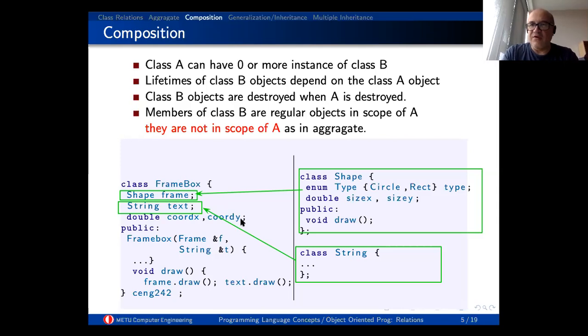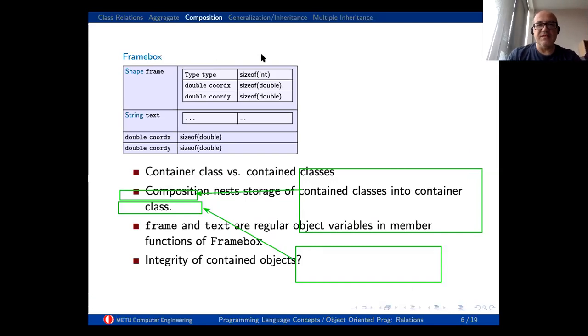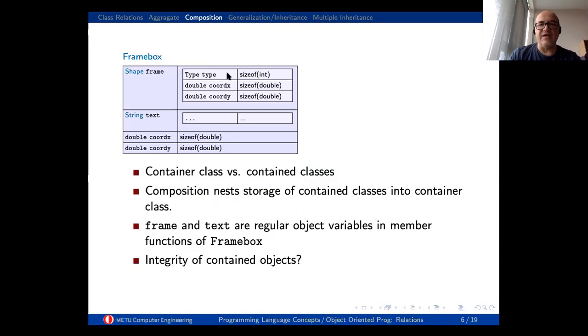Especially the integrity of this contained object is concern of us in this chapter or in this slide. So we will talk about them. So the size relation is like this. Frame has some size. String has some size. So size of int plus coordinates and so on, text. And then we will have the other one. So size will be sum of the others. In the member methods of the frame box, the frame and text are like regular object variables. So you have to follow this private public discipline, and you are only allowed to access the public interface. And how is integrity preserved?